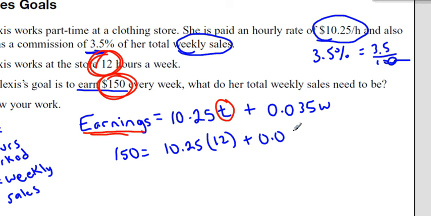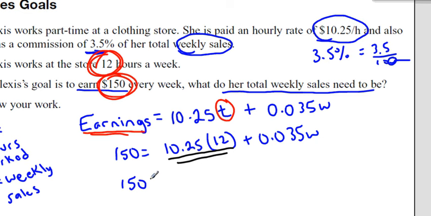And the thing I still don't know is W, which is her weekly sales. What do her weekly sales need to be? I don't know, and that's why it's still here as an unknown variable. But what I have now is an equation with one unknown variable, and all I have to do is solve. So let's solve this equation for W. First, I want to clean up the simple algebra, the polynomial stuff. I have 10.25 times 12. We did that on the previous page, but I forgot what the answer is. Oh yeah, it's 123.